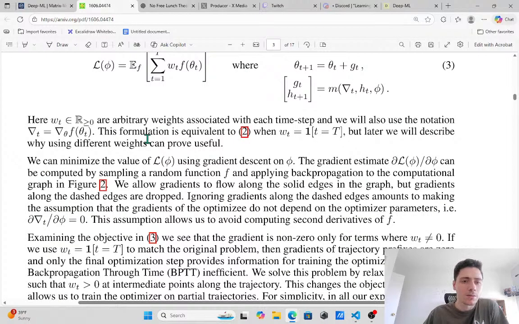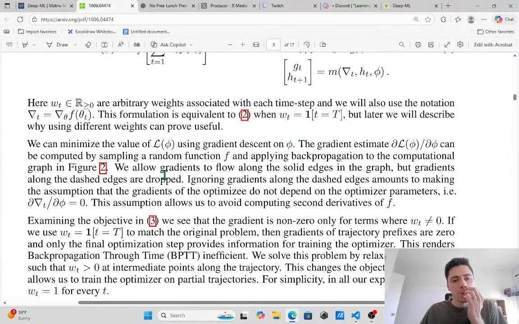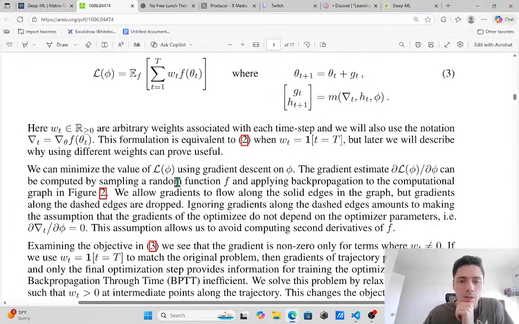Let me get back into this. So here. Describe like using different weights can prove useful. You can minimize the value. Okay. So I'm trying to minimize that loss using gradient descent.